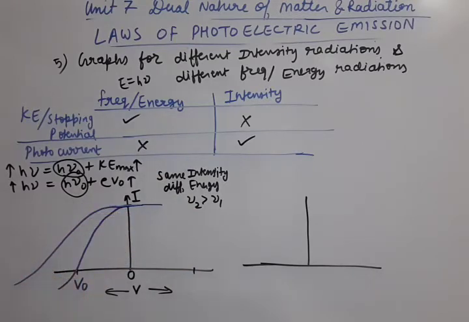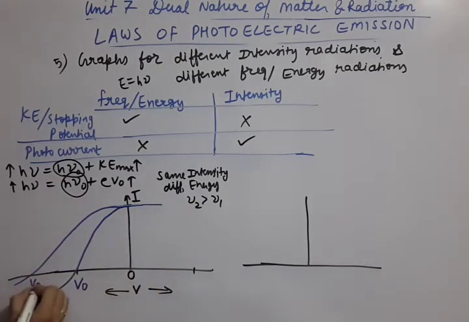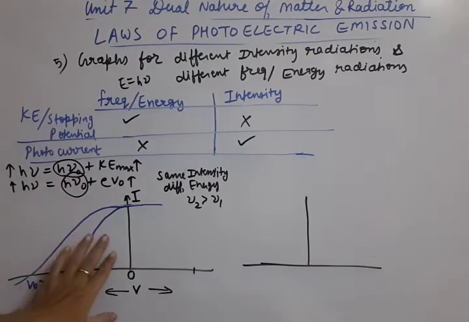So this way we have the graph in which we are showing two stopping voltages. You can see nu2 is greater, that's why stopping potential 2 will be greater than stopping potential 1. So V0,2 and V0,1, the two stopping potentials, we have to show here. So this is the graph in which we have shown all the factors.